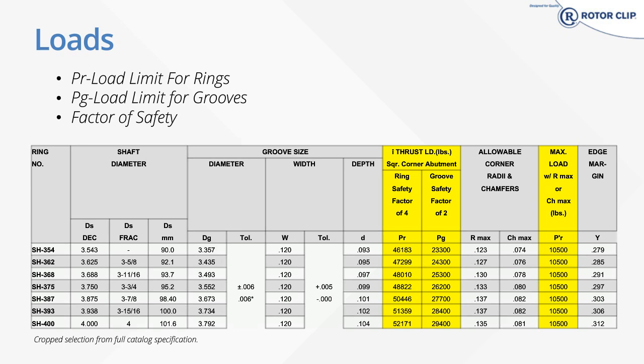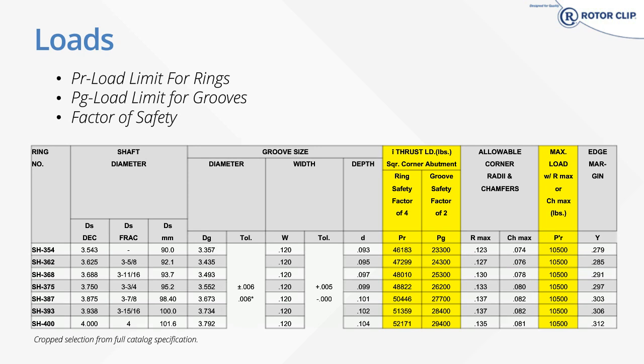So in our catalog, we list three different loads. We list PR, PG, and P'(R). PR is the thrust load for the ring, and this is the thrust load that causes the ring to fail. This is a product of the housing and shaft diameter, the part thickness, and the shear strength of the material. These are then multiplied by a correction factor dependent on the ring type and divided by a safety factor. The correction factors were determined by actual testing.